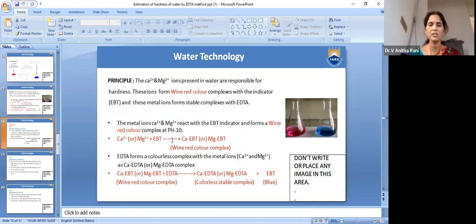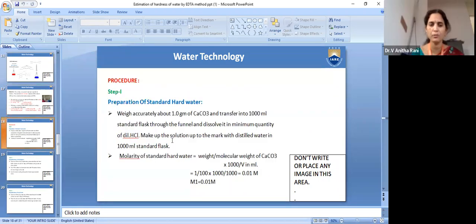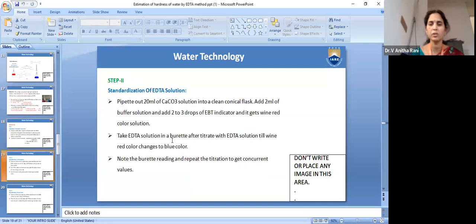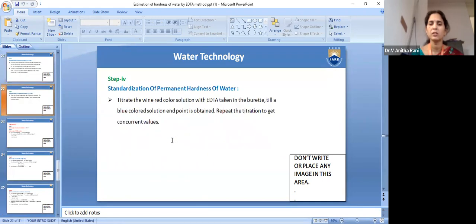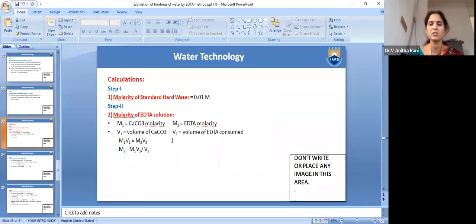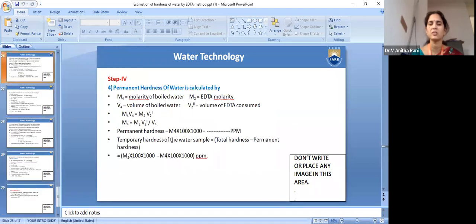Okay, ma. So next class we will discuss procedure. Procedure, 4 steps are there. I told you what we are taking. We will prepare the standard water. We'll take the tap water, hard water. We'll take the boiled water. Okay. So procedure we have to discuss. After that calculation part we will discuss. So that is about EDTA method.